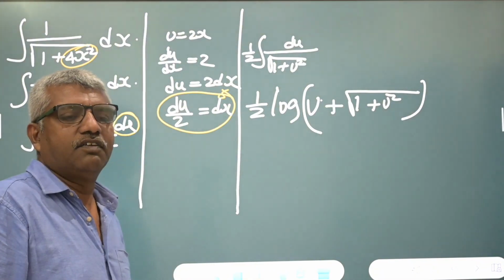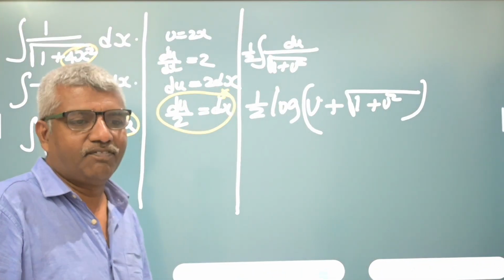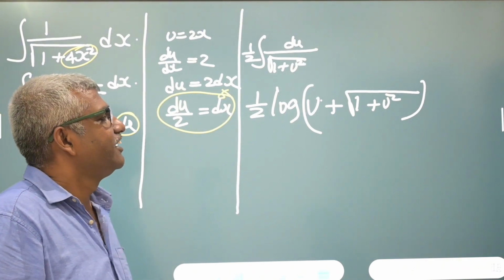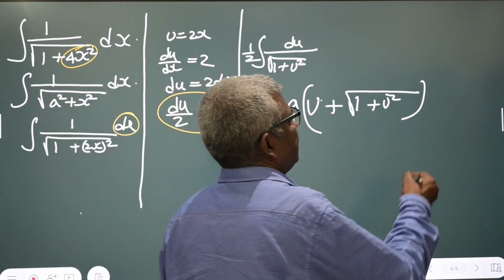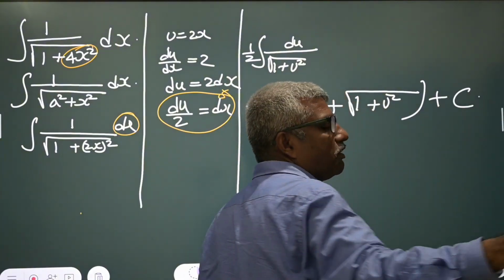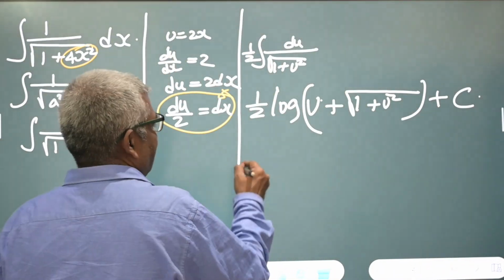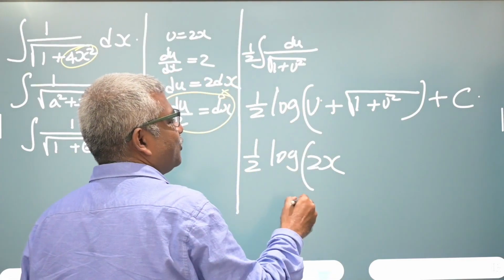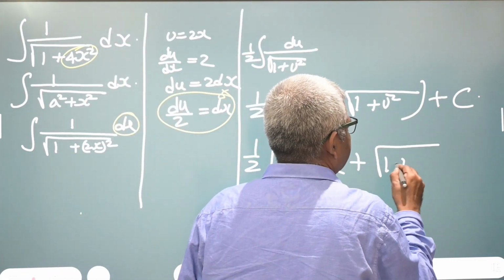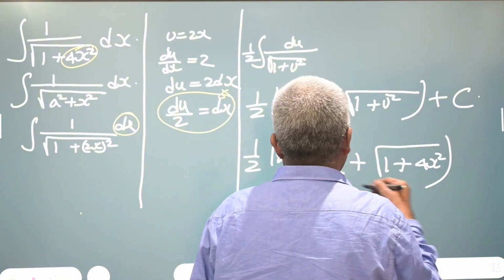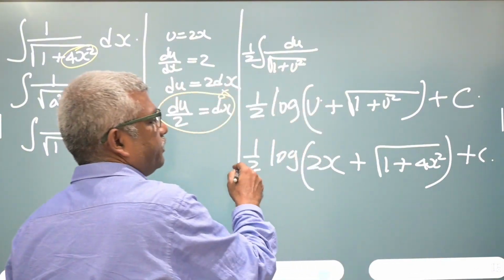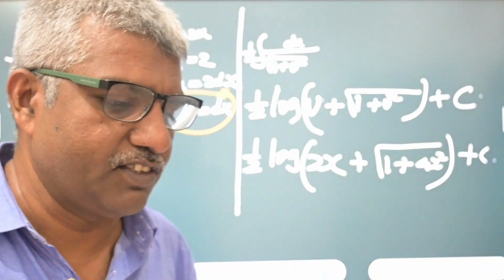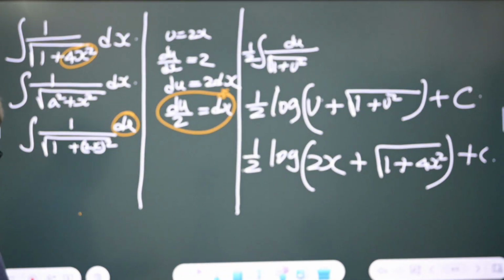We have to continue. We have to write log of u plus square root of 1 plus u squared, the whole. That is not essential; if you wish, you may do it. First, you have to put plus c. Number 2 is 1 by 2 log of 2x plus square root of 1 plus 4x squared, plus c, since u equals 2x. If you wish, you may take log root 2 here, or otherwise you leave it. Students, please copy down.